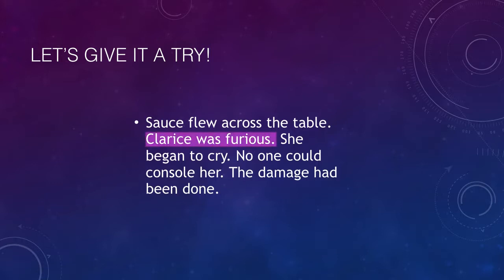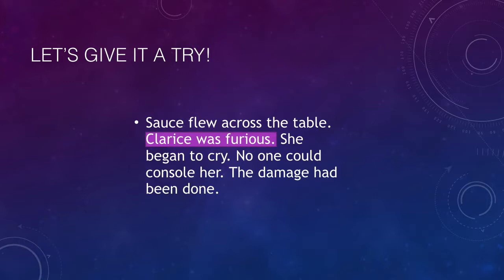The boxed sentence is going to be, Clarice was furious. I chose this sentence because I believe that this is going to lead us to the main subject or plot of what is happening. With a few expanded details, we can determine how or why sauce flew across the table and why that made Clarice upset.